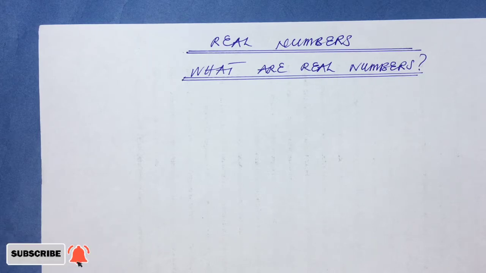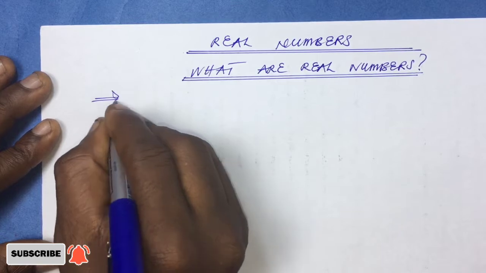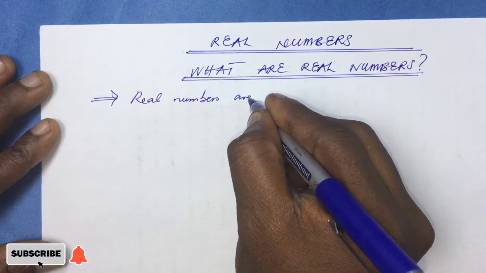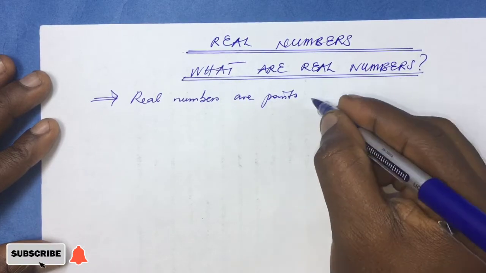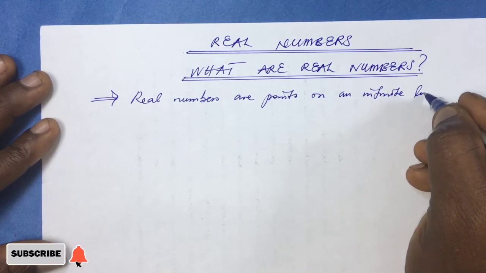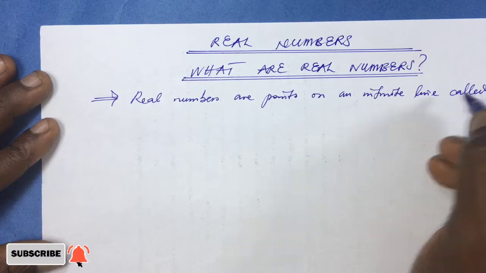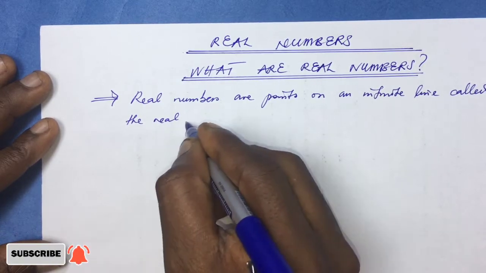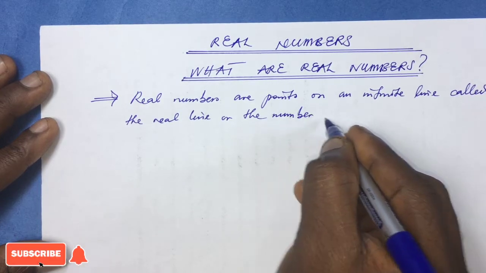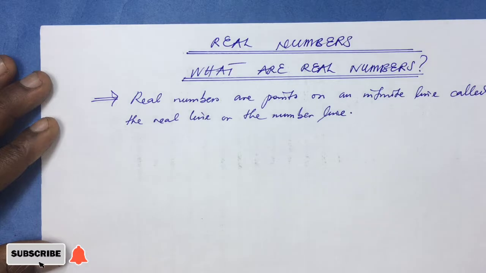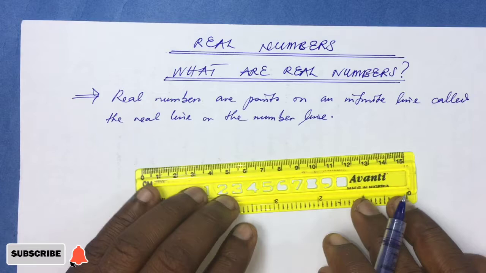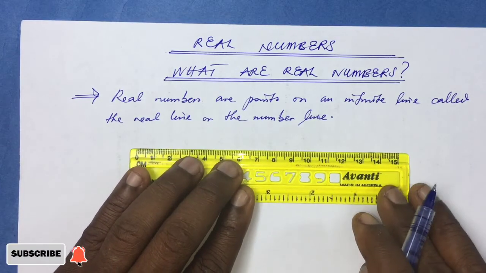So the question is, what are real numbers? I will start with saying real numbers are points on an infinite line called the real line or the number line. So one way to describe real numbers is to describe them as points on an infinite line we call the real line or the number line.